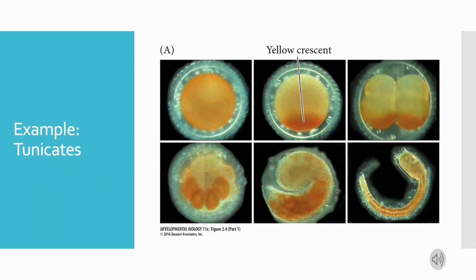Another example of autonomous specification can be seen in tunicates. An experiment was performed and the scientists and embryologists had noticed that the yellow-colored cells that can be seen on the slides developed into muscle cells later on. In order to confirm this, they isolated the cells which they thought formed muscles. These cells were called B4.1 and they cultured them. It was found that those cells did in fact develop into muscle tissues.